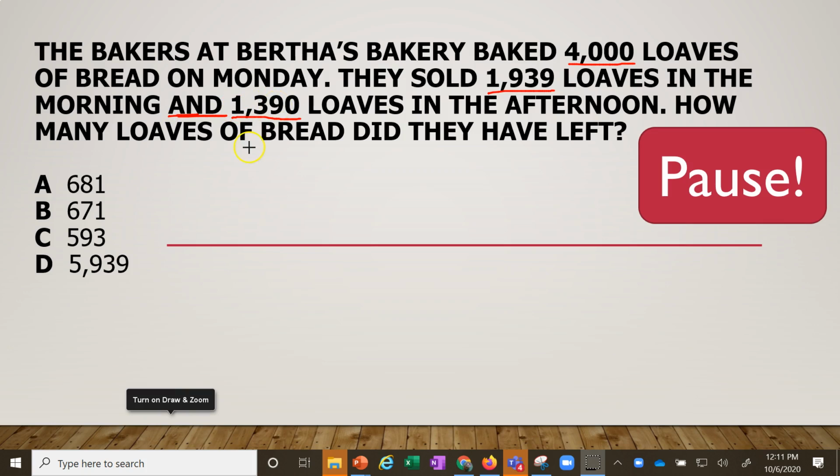So to figure out how many loaves of bread they got rid of, I am going to, you guessed it, add 1,939 plus 1,390. And if I'm adding these numbers up, 9 plus 0 is 9. I know you know that. 3 plus 9 is 12, and I'll put a little 1 up top here. 1 plus 9 is 10. That's easy. Plus 3 is even easier, is 13. Plus I got that little 1 up top, you can see. 1 plus 1 plus 1 is 3.